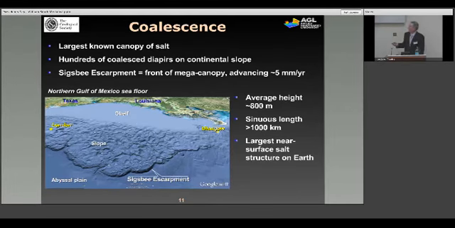The Sigsbee Escarpment runs for a sinuous length of over 1,000 kilometers through the northern Gulf of Mexico. It's the largest near-surface salt structure on Earth. Its average height is about 800 meters, but it gets up to about 1,400 meters. And this is the viscous flow front of mostly salt, but with this veneer of sediment.